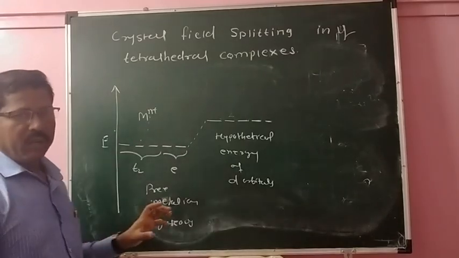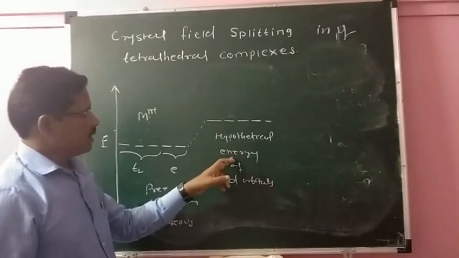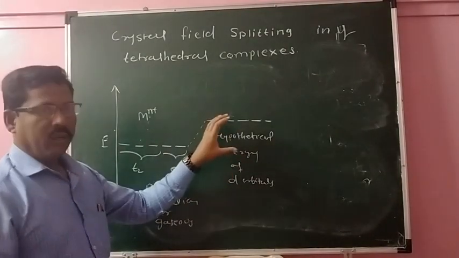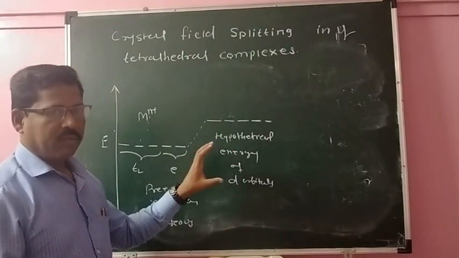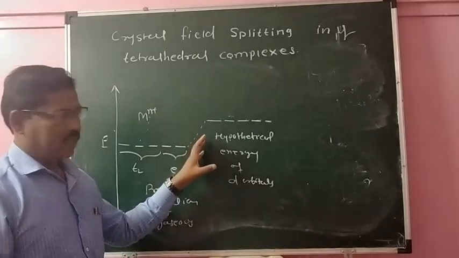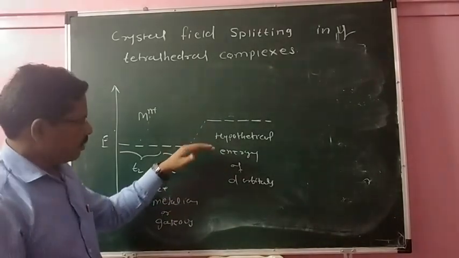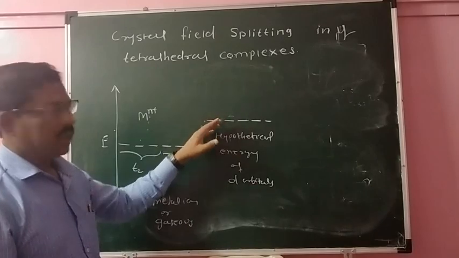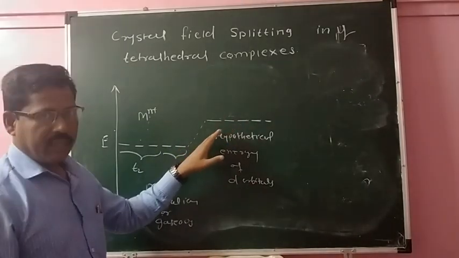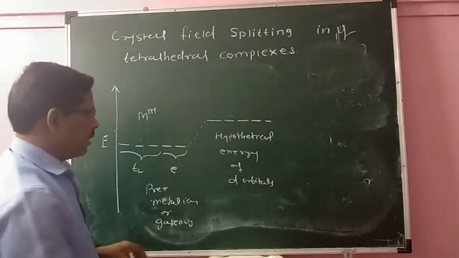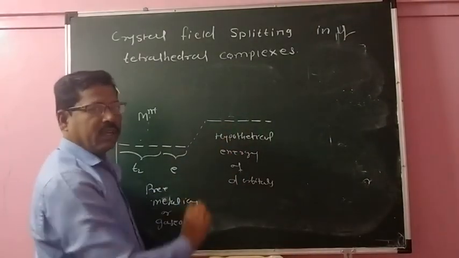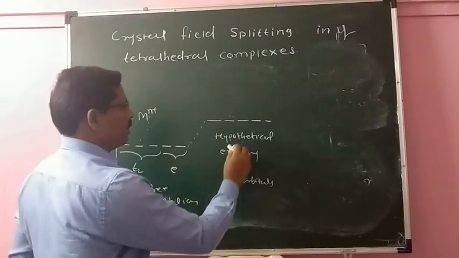Hypothetical energy of d orbitals means that in this case only 4 ligands have just approached the central metal ion. There is no actual complex formation, and therefore the energy of the 5 d orbitals increases but remains as a degenerate energy level. That means the orbitals have the same energy levels. This is known as the hypothetical energy of the d orbitals.